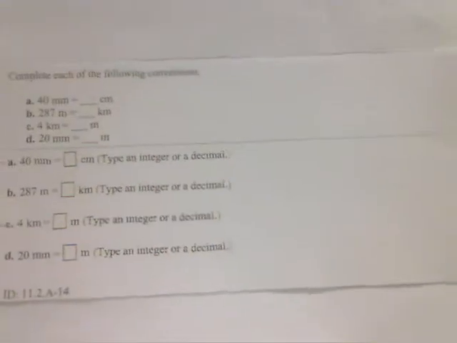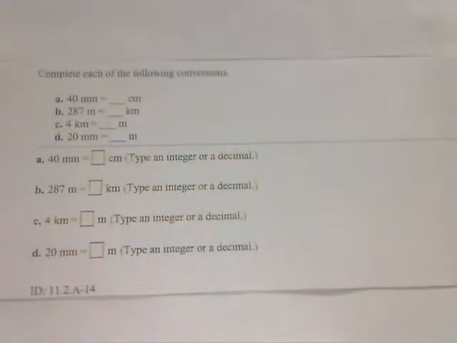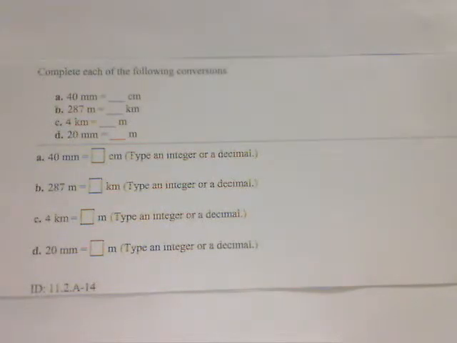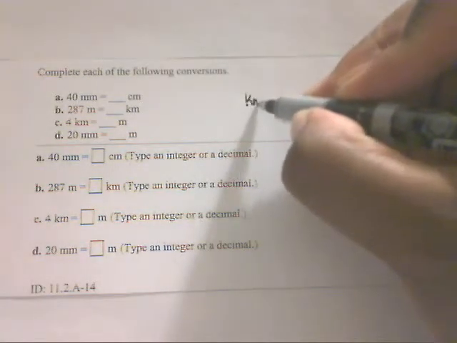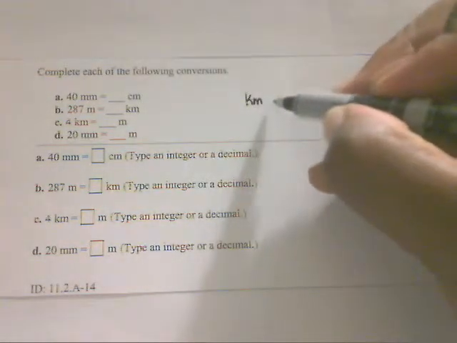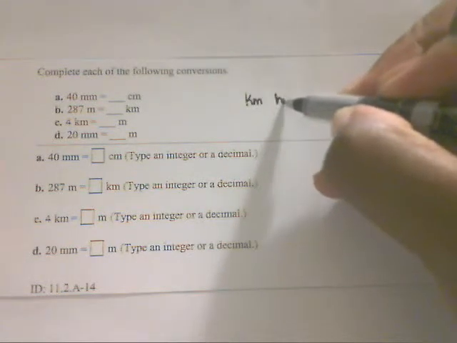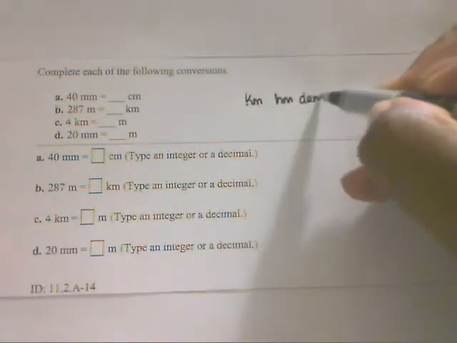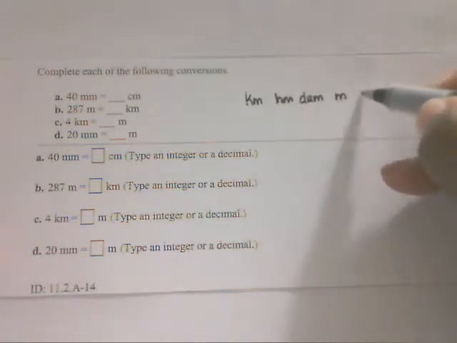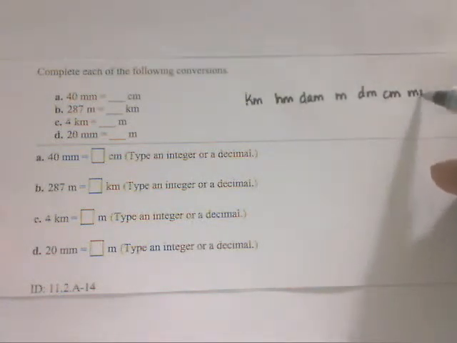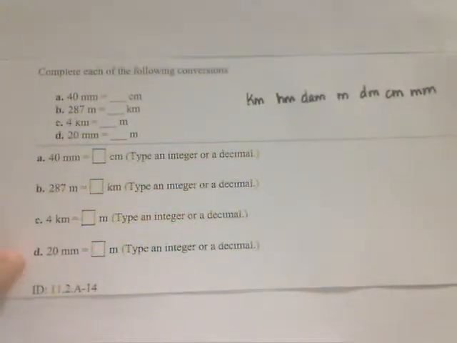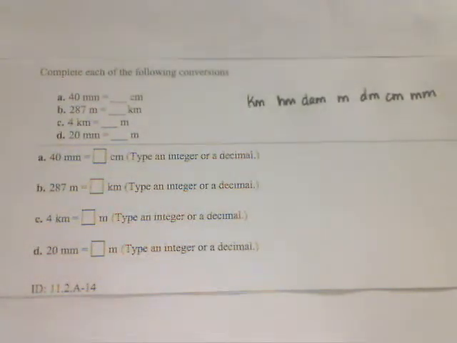Problem number 3. Complete each of the following conversions. 40 millimeters to centimeters. And again, I'll write that particular table for kilometers, then hectometers, decameters, meters, then decimeters, centimeters, and millimeters. That way this can help you convert from one unit to another.